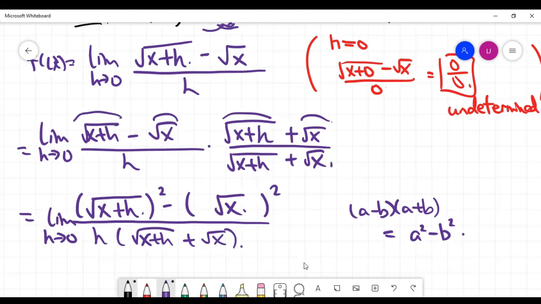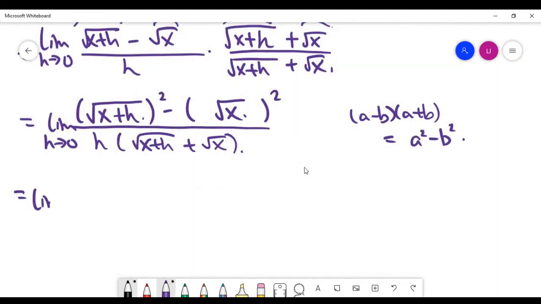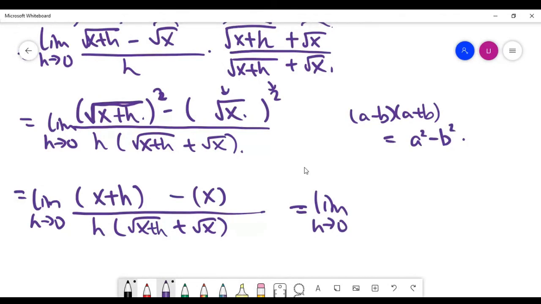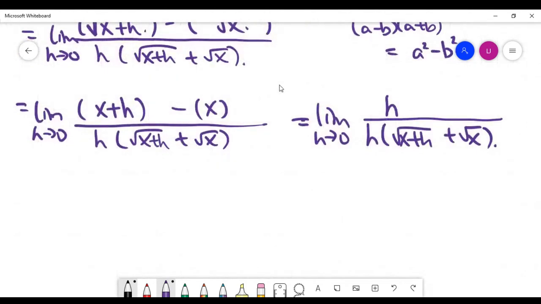Now we'll try our best to simplify these fractions. So the bottom is the same. But the top we can simplify slightly because the square root and square cancel each other. So we actually have x plus h minus x like this. And you see the x is cancelled in the numerator. So the next step, we can simplify the numerator. The numerator has h divided by a big term.